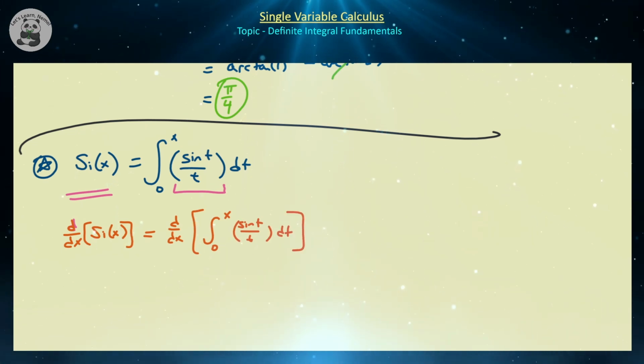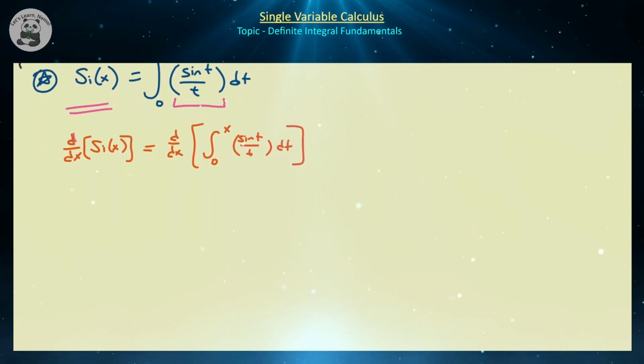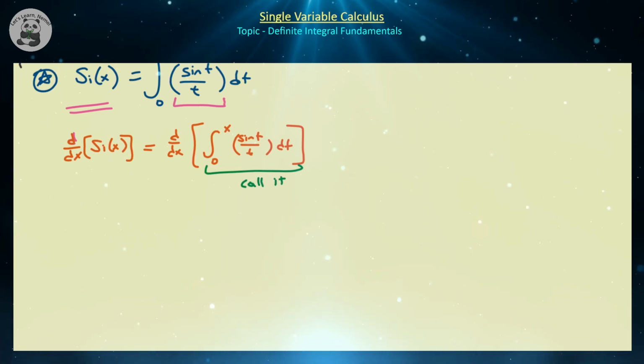Now, do we know what the derivative of sine of t over t is, where we can plug in t equals x, t equals 0, and evaluate? Probably not. So what we're going to do is we're going to call it capital F. Now, it does have the name Si of x, but let's just set that aside for just a moment.